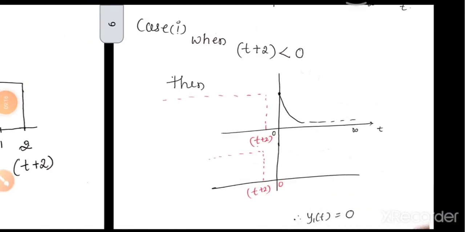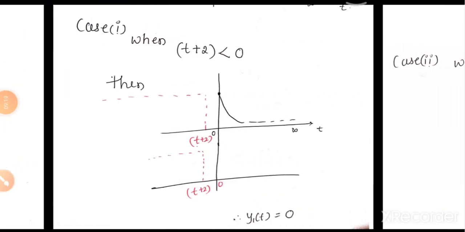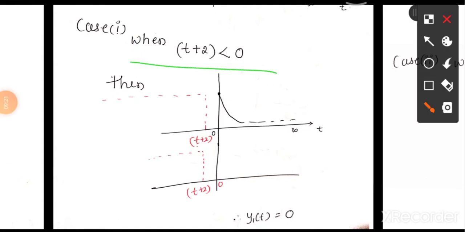So in the first case we have taken when it is less than 0, we have placed it with the overlapping, or you can multiply with this. When you multiply, you get a 0.